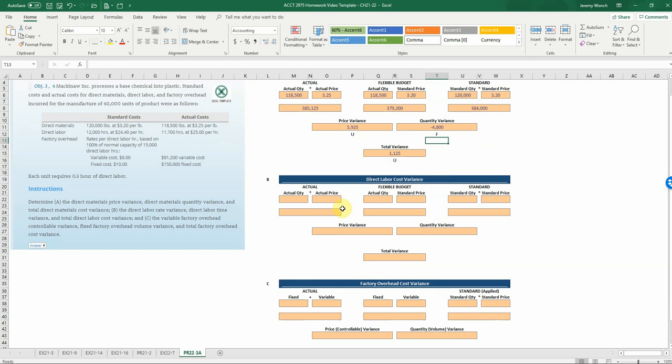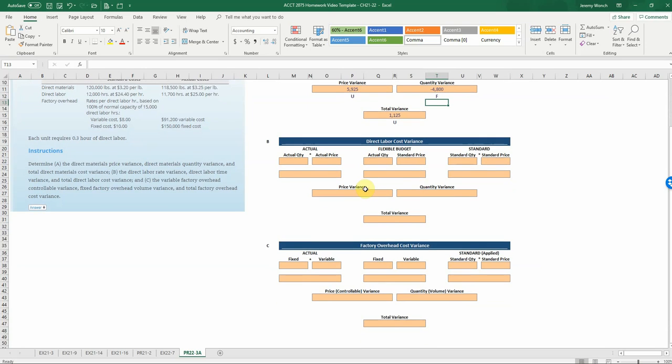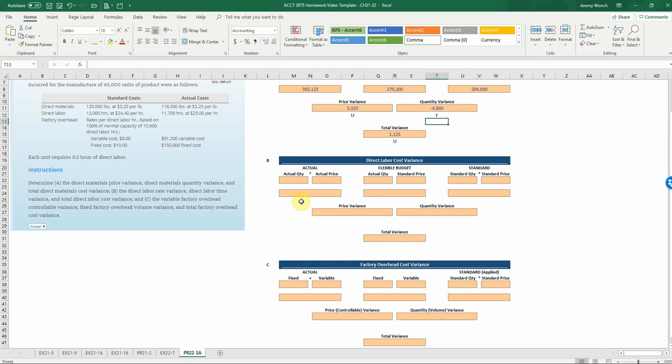Next we can do our direct labor budget, and we're going to set it up essentially the same way. We have our quantity in hours. Our actual quantity is 11,700 at $25, and our standard was 12,000 hours at $24.40.